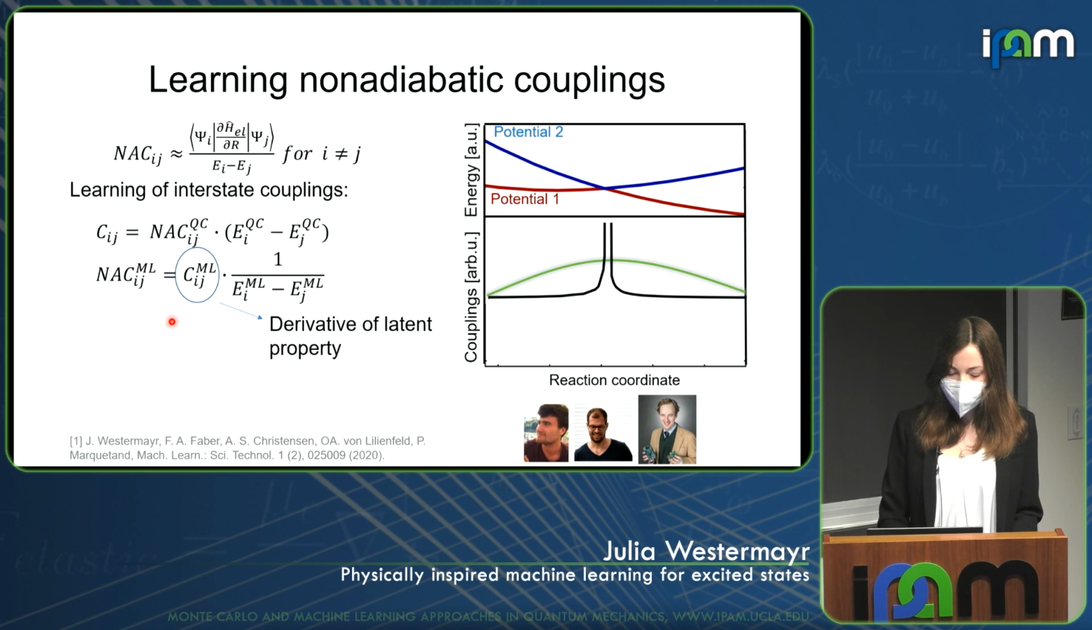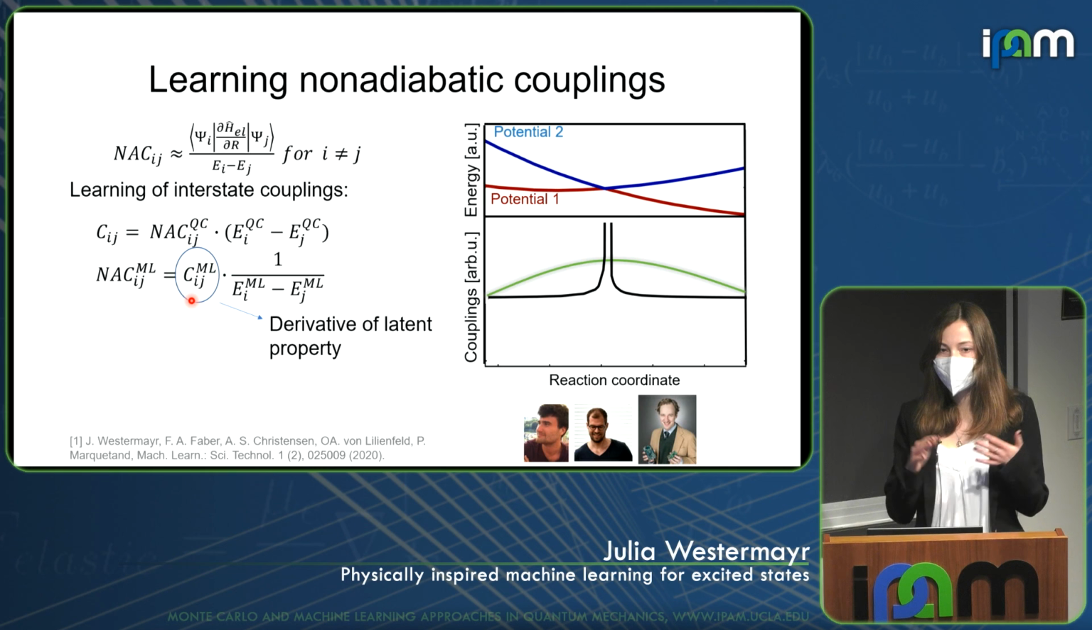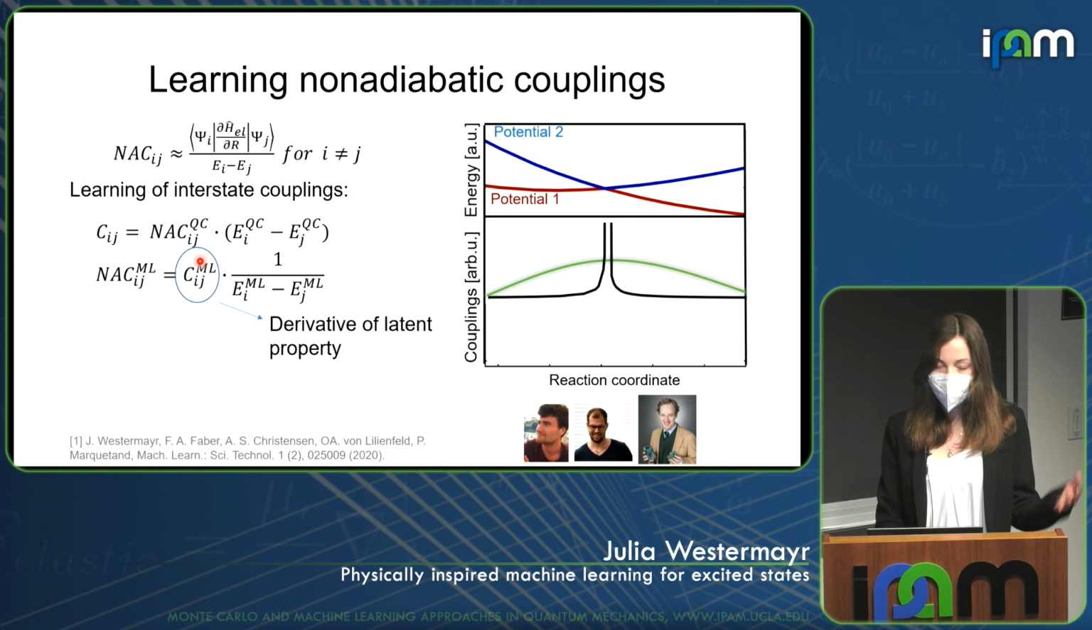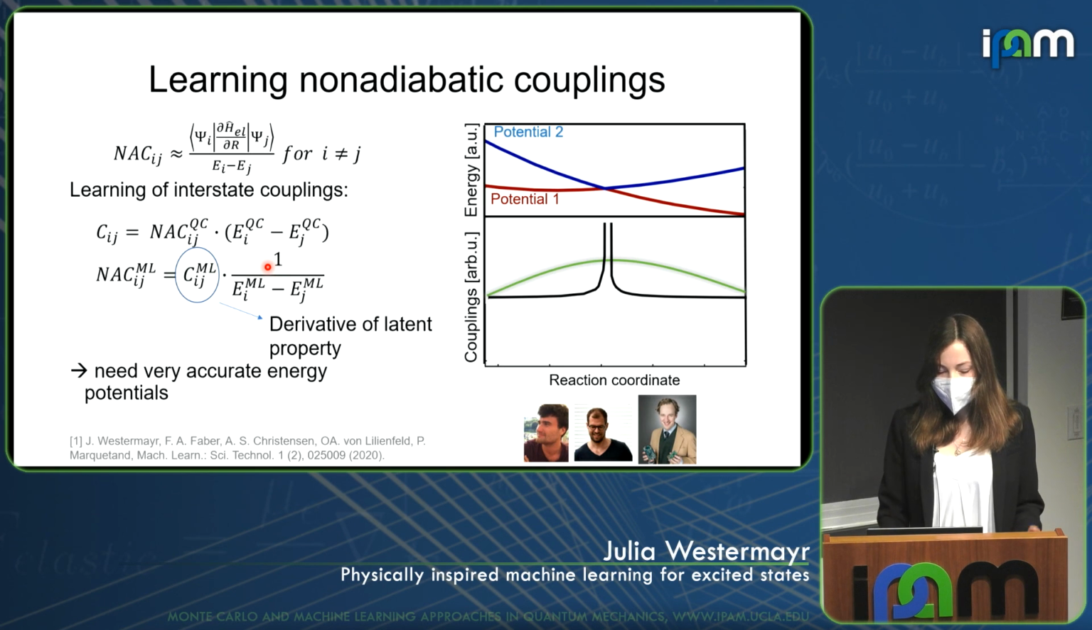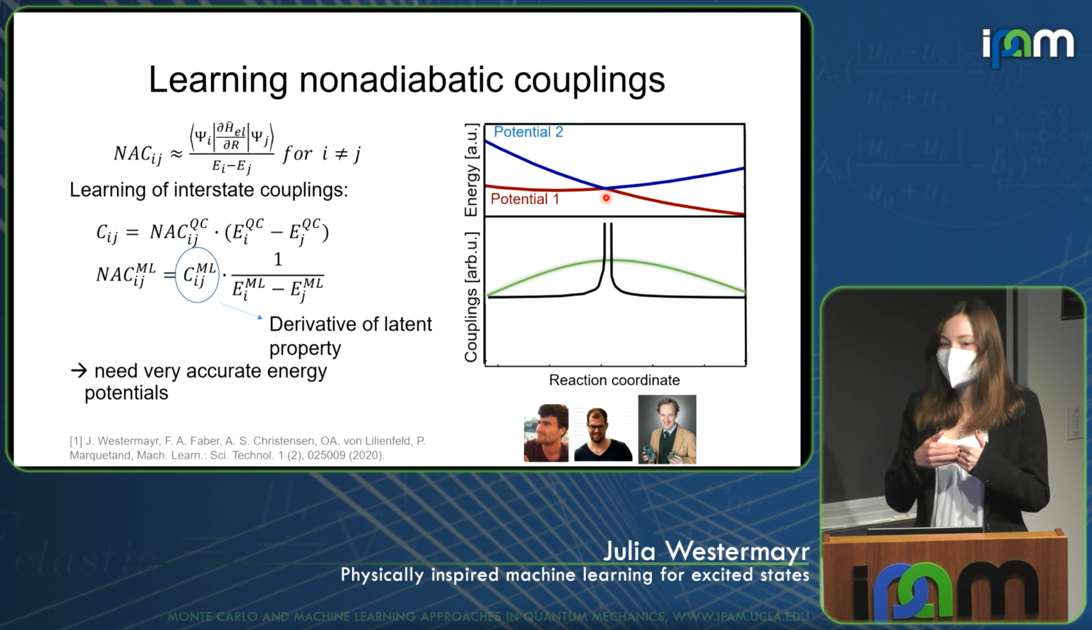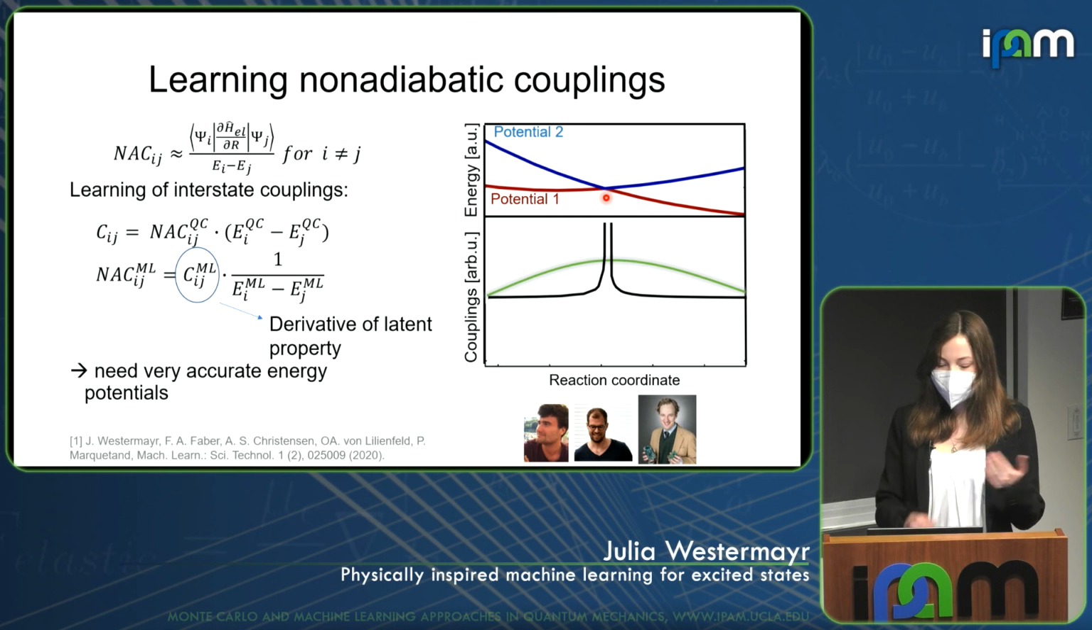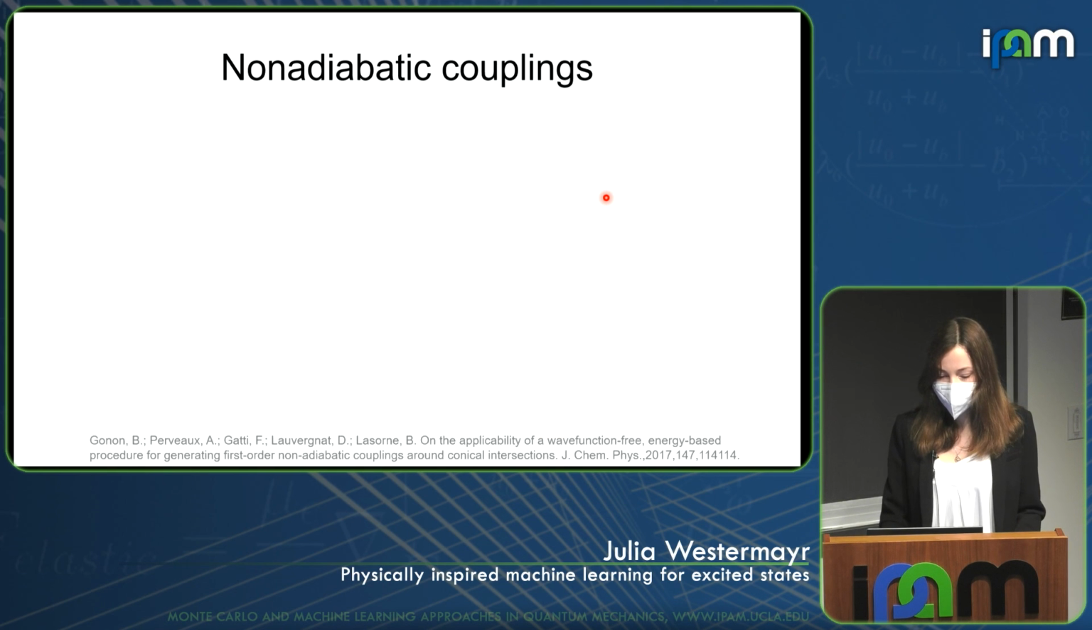So what we predicted then was basically a latent property, and we derived it. In this way, we got the rotational covariance correctly. And then we multiplied it with 1 divided by the energy gap. And the energy gap was also obtained from machine learning. But this was another problem because with this approach, we needed very accurate energy potentials. And we cannot really get the conical intersection very accurate. So we also couldn't get the couplings very accurate. They were improved, but not that much.